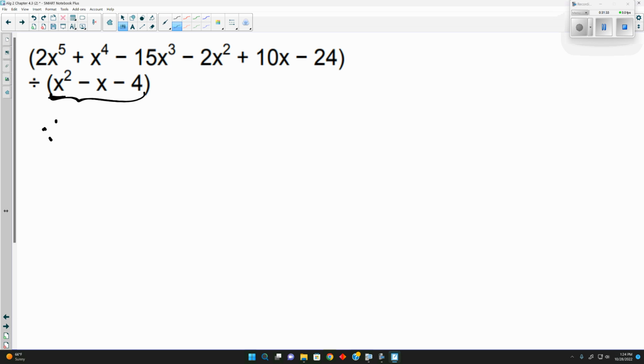So we can start off with getting x squared by itself. The first thing we can do is add 4, which will give us x squared minus x equals 4.